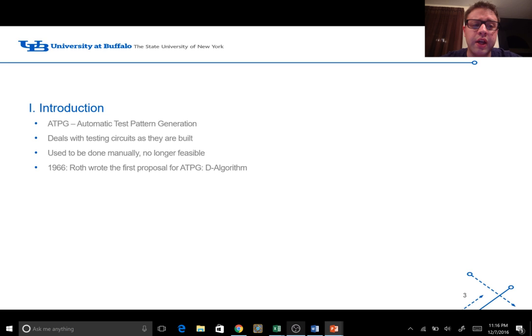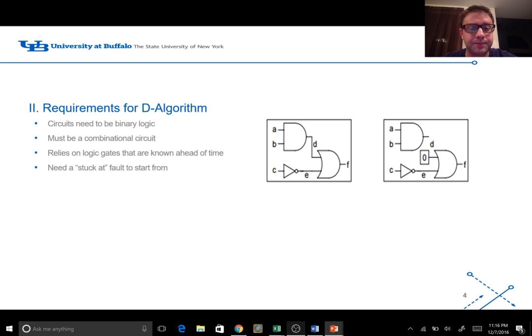Just a brief introduction, ATPG stands for Automatic Test Pattern Generation. It deals with testing circuits as they are built. So this is dealing with circuits coming out of a manufacturing process, and you're testing them to ensure build quality and to ensure that the circuit functions properly. It used to be done manually, no longer feasible just due to the growing size of circuits and growing quantity as well, making a manual test just far too cumbersome. This particular algorithm has been in place since 1966, where it was written by a gentleman named Roth, who happened to be working for IBM at the time.